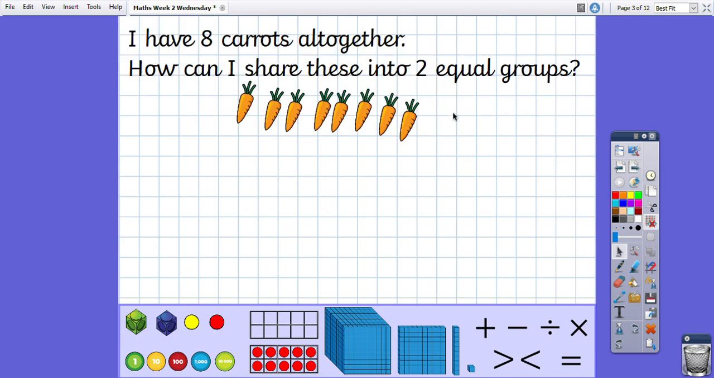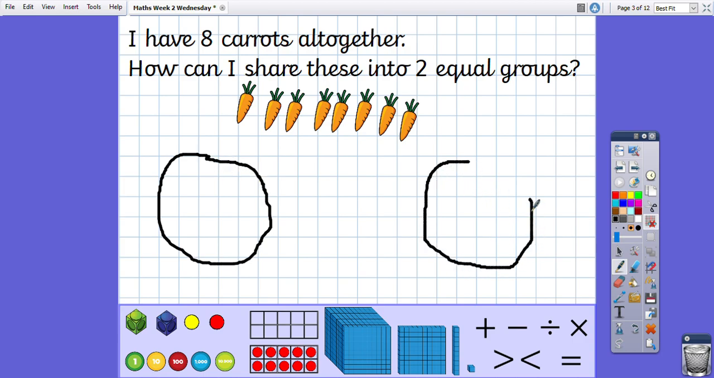Today I've got 8 carrots altogether and I want to share them into 2 equal groups. How can I do this? Now the easiest way for me is to draw my groups. So I'm going to draw 2 groups. Group 1 and group 2. And then I'm going to share them.